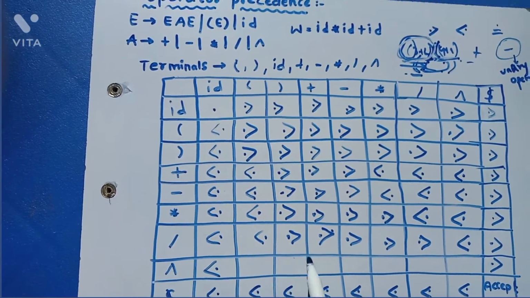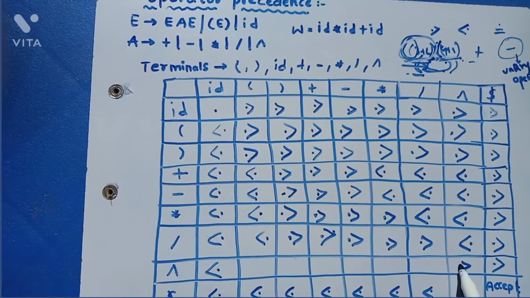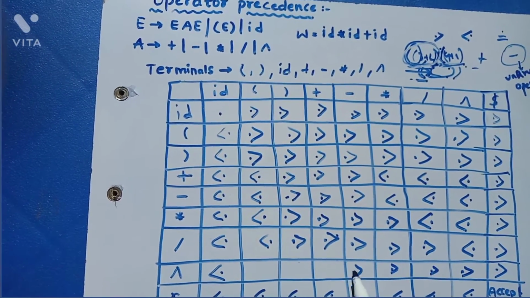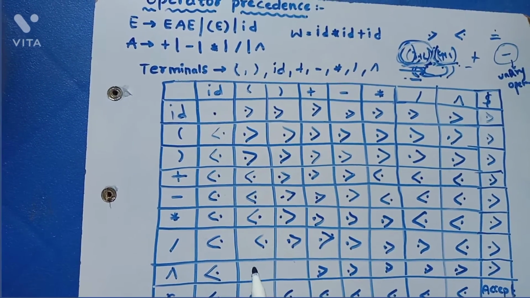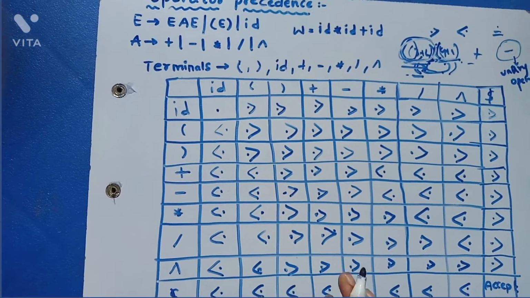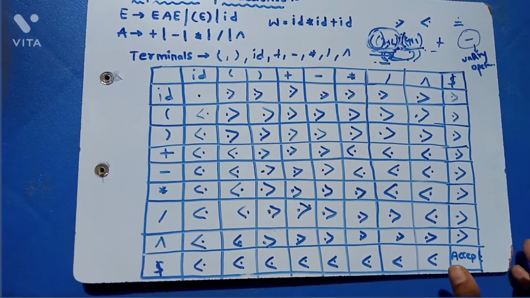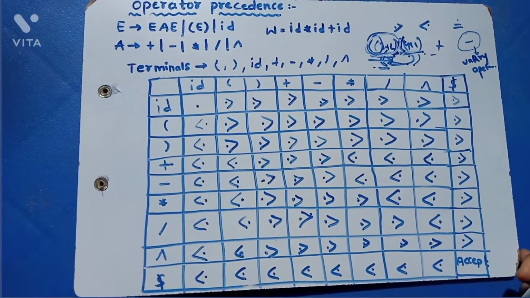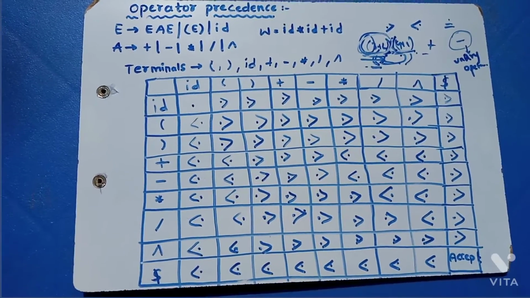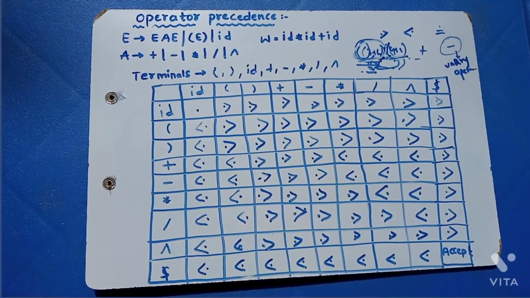And now power, of course, has the highest precedence out of all. But when it comes to open bracket, it has the highest precedence. And this is the way. And finally we'll write accept, and I wrote it before just to make you understand. So this is the table, the operator precedence table, and how we write it.